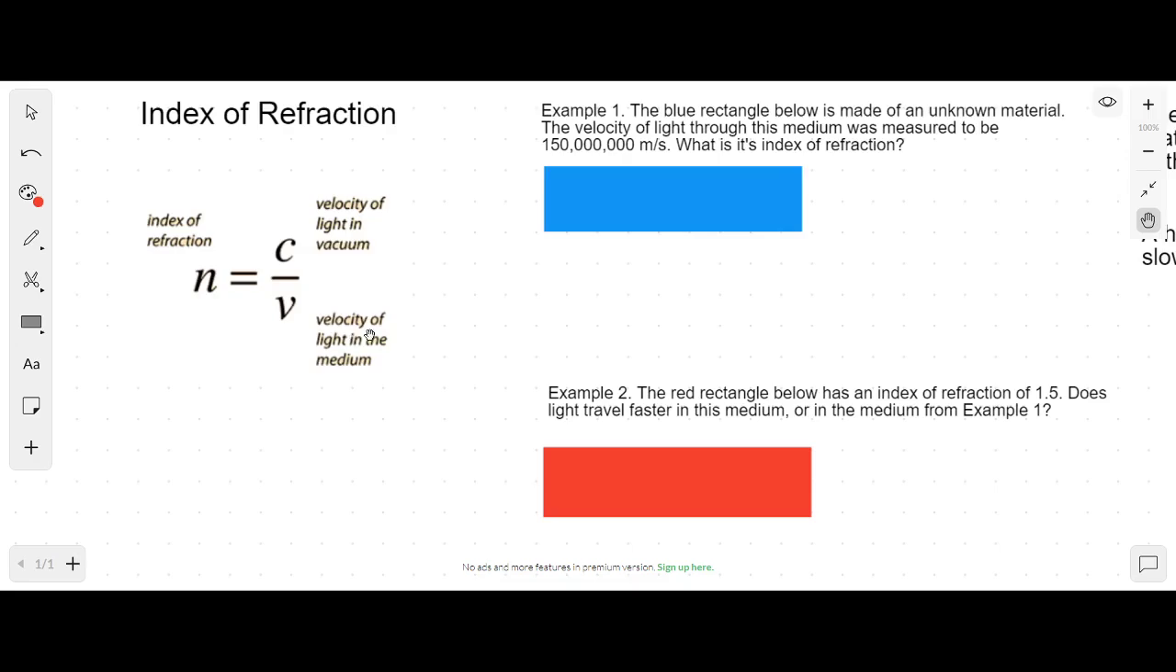So what we're going to do is two quick examples to demonstrate what I mean. The blue rectangle below is made of an unknown material. The velocity of light through this medium was measured to be 150 million meters per second.